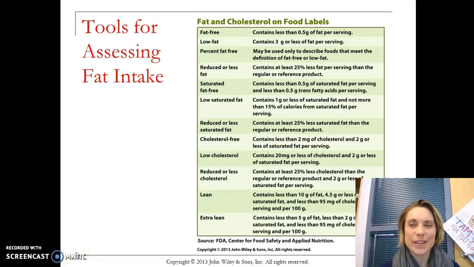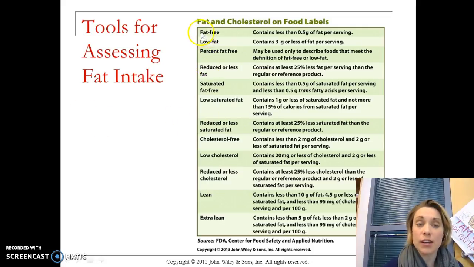All right, so I got a little bit cut off on the last round, so we'll just redo this slide here. So in terms of tools for assessing fat intake, there are a variety of terms that we can use on food labels as nutrient content claims in order to talk about fat and cholesterol on food.